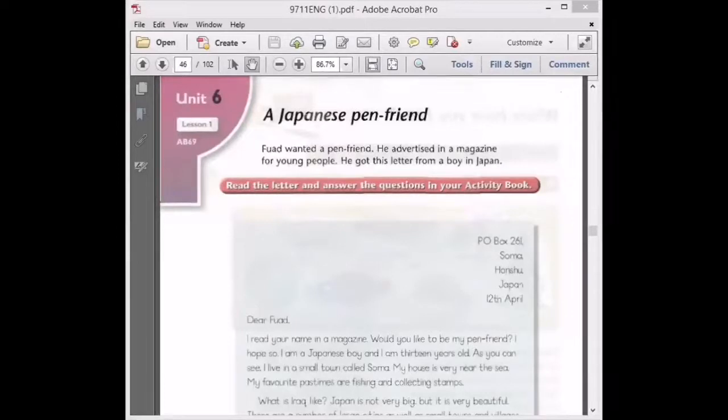So why do you think that you have to make pen friends? Or do you want to make pen friends, or what are the benefits of having pen friends? I want someone to answer my question in English. What are the benefits of having pen friends? Yes, Awab. You don't need to be with them. Okay, so it is easier.